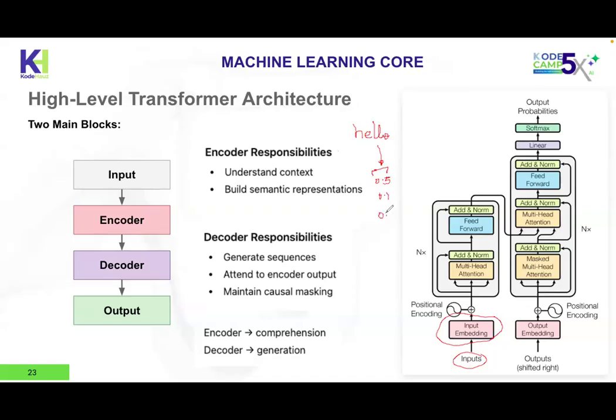0.1, 0.3, 0.6, and all of that, whatever the length of that vector is. That is embedding. So that's the first step. Then we'll talk about position encoding.